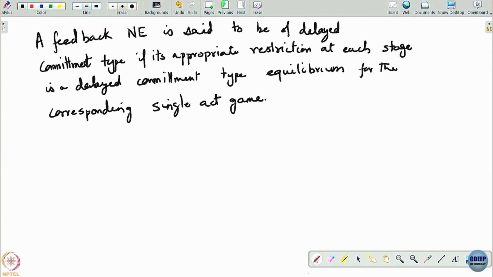Okay, so obviously this tells you how much structure is needed before we even start analyzing, and even after you put in so much structure, we can still get many different exotic equilibria and so on. And so for that we are now looking for feedback Nash equilibria, and in that feedback Nash equilibrium you can further restrict and say, well, we will look for equilibria of delayed commitment type.